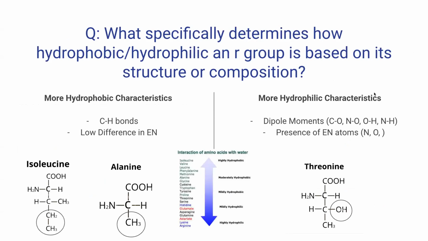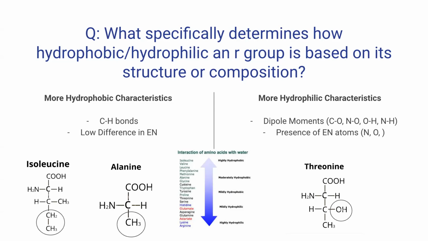Okay, so this was a question. What specifically determines how hydrophobic or hydrophilic an R group is based on its structure? It's just some characteristics that make up the R group. A more hydrophobic characteristic is a carbon-hydrogen bond or a low difference in electronegativity between atoms. I put two nonpolar amino acids here, and you can see that they're just carbon-hydrogen bonds, which are super nonpolar. They don't want to interact with water. That's making those amino acids nonpolar.